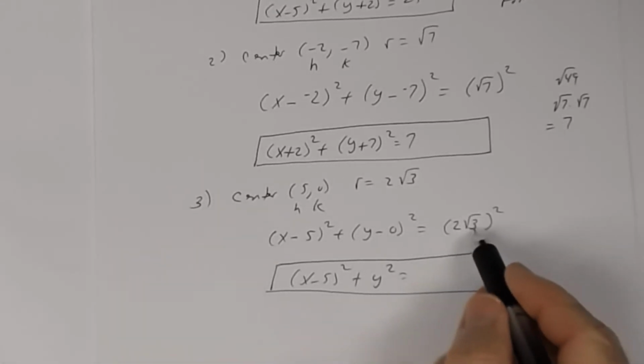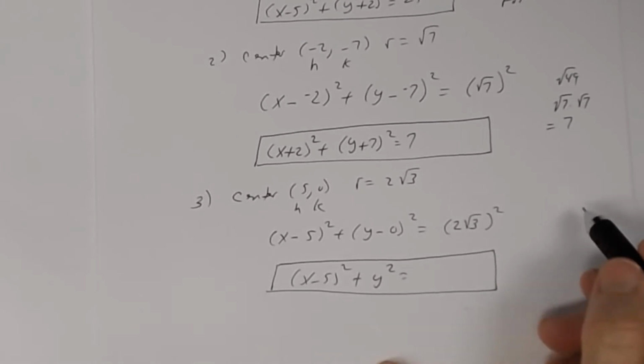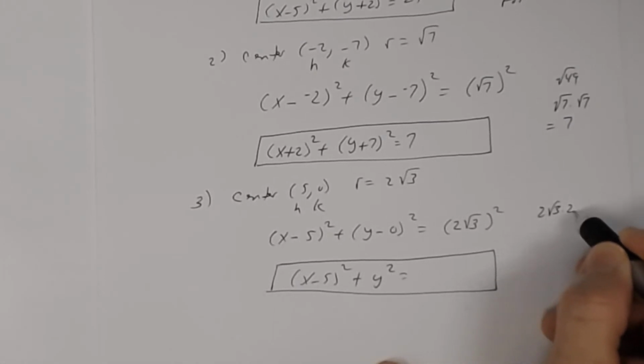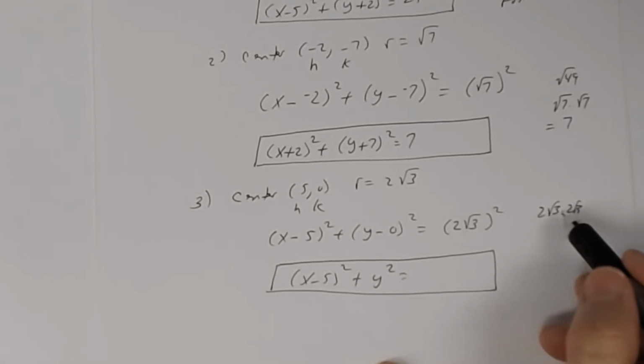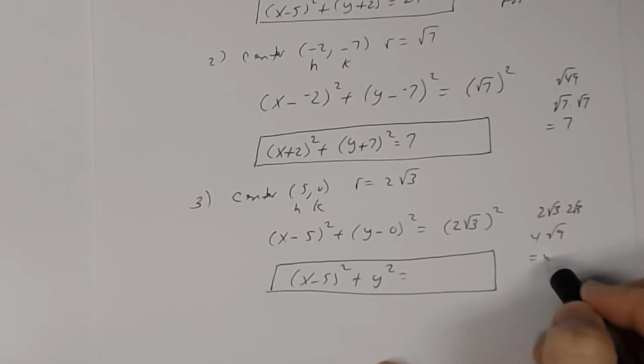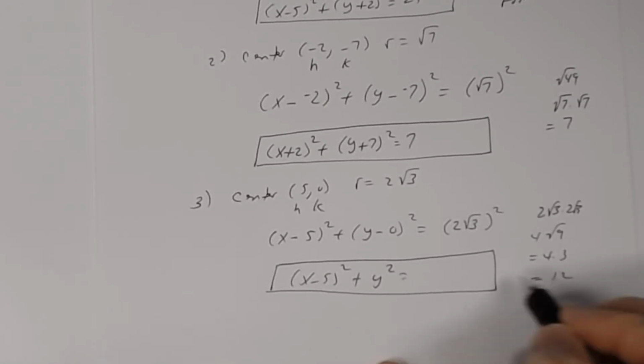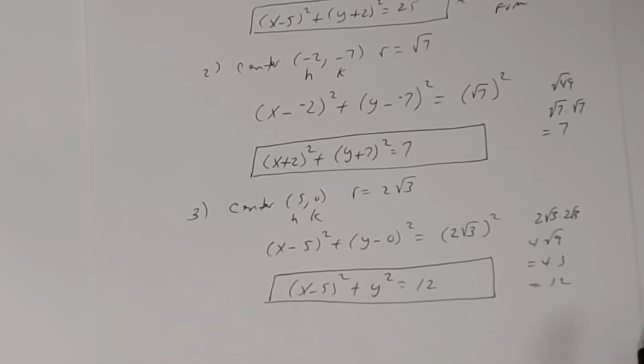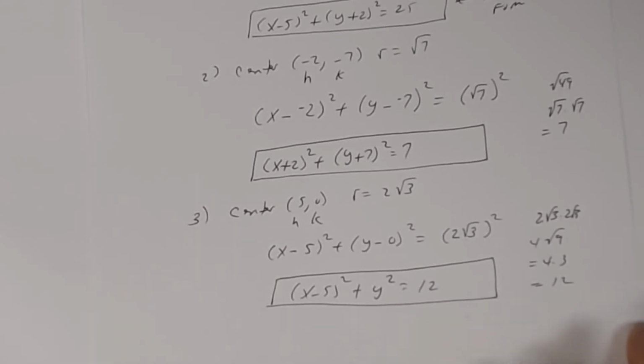And then over here, let's figure out what this is, just like we did with this one. So you're going to say 2 square root of 3 times 2 square root of 3. And so 2 times 2 is 4. And the square root of 3 times square root of 3 is the square root of 9, right? And the square root of 9 is 3. So it becomes 4 times 3, which is 12. And so there's your answer. Okay, so that's the first part.